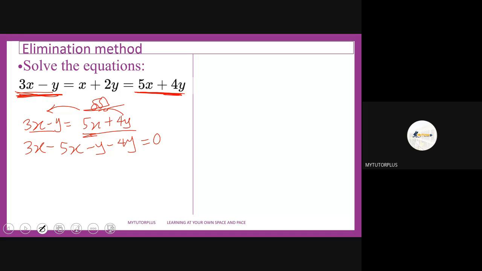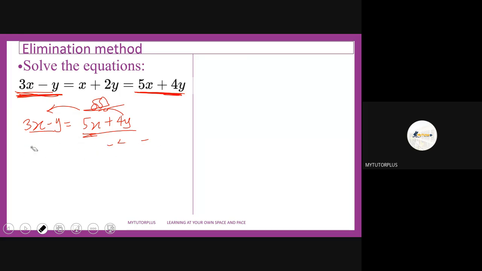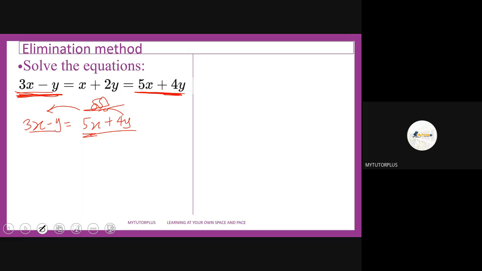Then the next one is to collect the like terms. To collect the like terms, let's look at it again. We have 3x, right? This is plus 5x initially. If you move it to the other side, that will turn to minus 5x. Is that step clear?